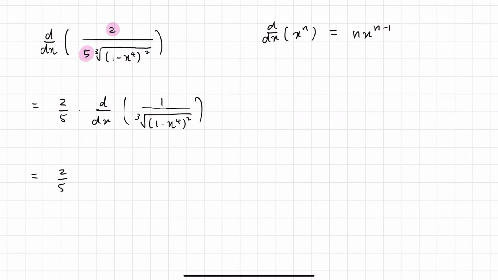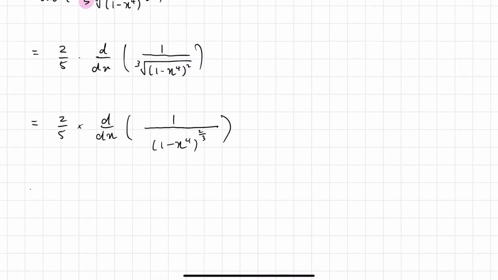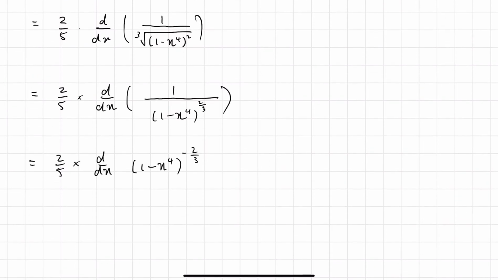So 2 over 5 multiplied by d on dx. And this one, I'm just going to take my time here and say 1 over (1 minus x to the power 4) to the power of 2 on 3. From here it's really just index rules. So 2 on 5, d on dx, and then we can bring it up to the numerator and say 1 minus x to the power 4, with a power of minus 2 on 3. And then from here we can just apply our chain rule and differentiate.